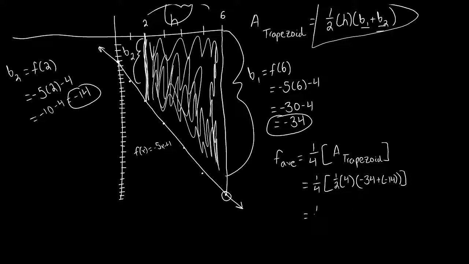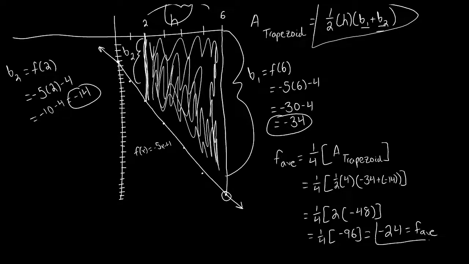So we're going to simplify this and get that, well, we have 1/2 times 4, and that gives us 2, right? So we have 2 times -34 plus -14 gives us -48, right? So then if we do this multiplication, we have a fourth times -96, which gives us -24. So then this is our function's average value of the function that we were given on the interval that we were given. Okay? So let's do a little bit of a recap.